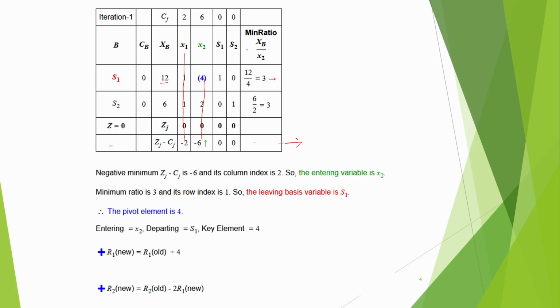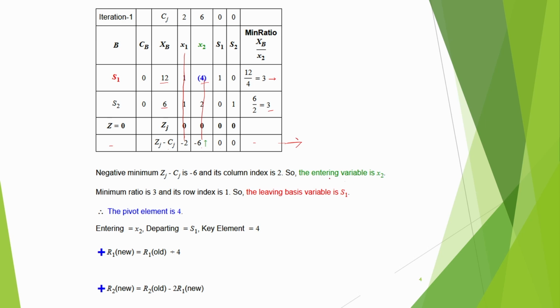Now we find out what should be my entering variable. Because it is a maximization problem, the most negative coefficient, minus 6, becomes the entering variable, and that becomes the pivot column. So we divide 12 by 4, the coefficient of x2 in S1, which is 3. Similarly, 6 by 2 is equal to 3. So in this case, both have become equal. You understand that this is the type of situation which may cause degeneracy, because both ratios are equal. So which one to choose? The negative is minus 6 and its column index is 2.